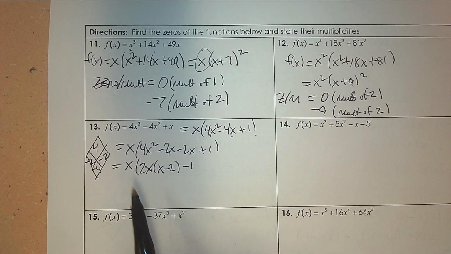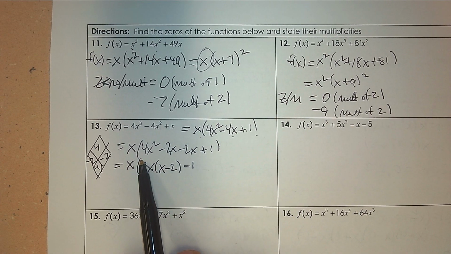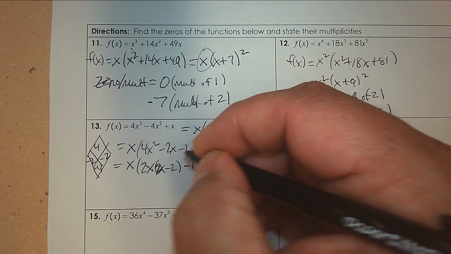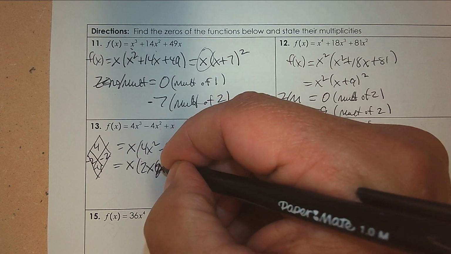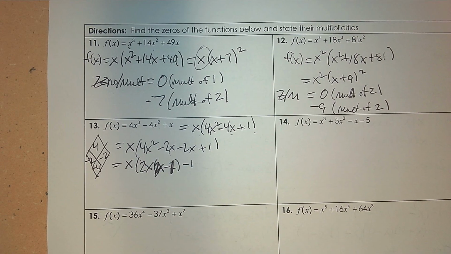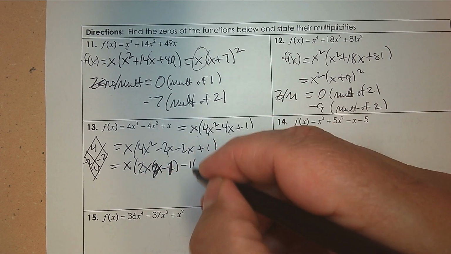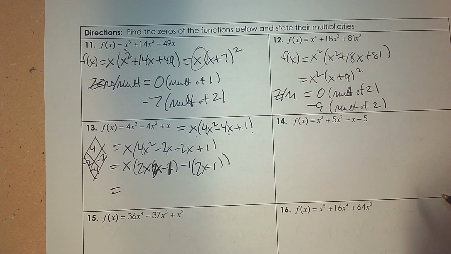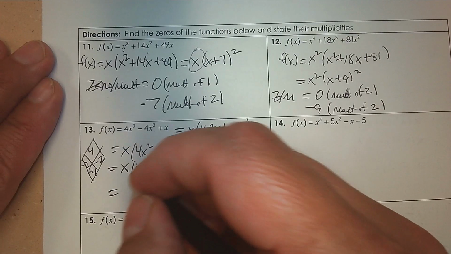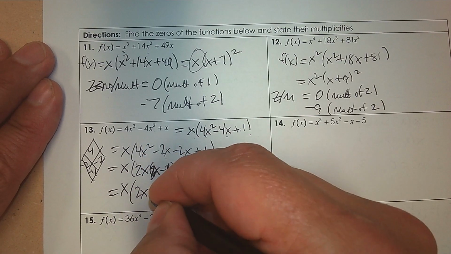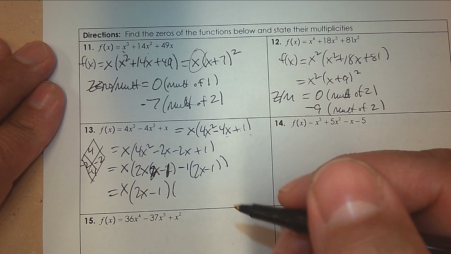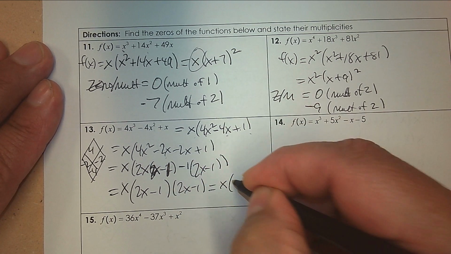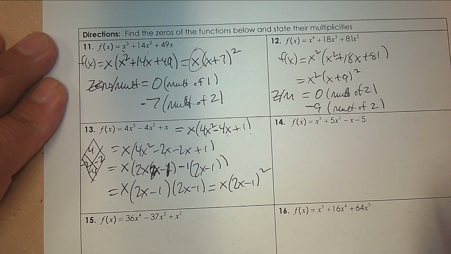What did I do wrong here? Oh, this should be 2x minus 1. If you take out a negative 1, you get 2x minus 1. They weren't matching up, so I looked back to see I divided wrong. So we have an x, and then we have a 2x minus 1, and then what's left in front, again, is 2x minus 1. So we could write it as x times 2x minus 1 squared.